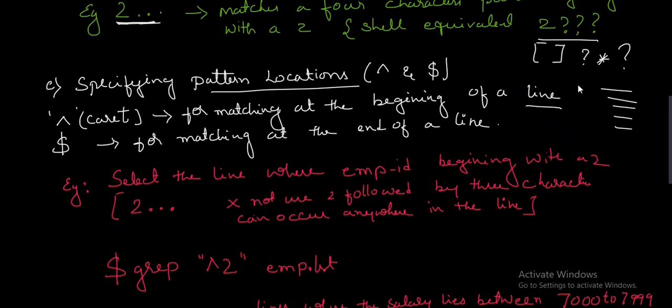in that case you are going to use this. This is to match the end of the pattern; it should match at the end of the line, and this is to match the beginning of the line. Beginning of line means that even if 2 occurs in the phone number, it is not going to display. Beginning means the first column. It will search for an employee ID that starts with 2 and select that line.